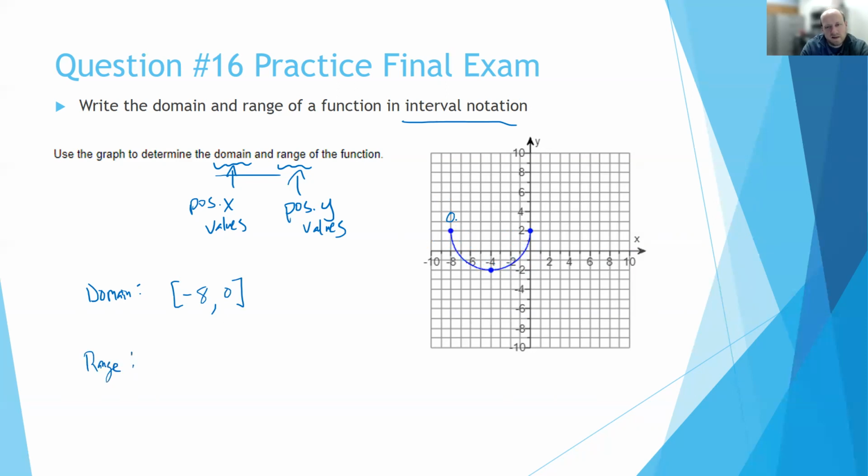Now, what's the range here? Well, the range is your possible y values. For the range, I'm going to look from bottom to top, and domain was left to right. So the first possible y value it could be is -2. Now we keep going up and it stops here at 2. So our range would be -2 to 2, and again, interval notation.